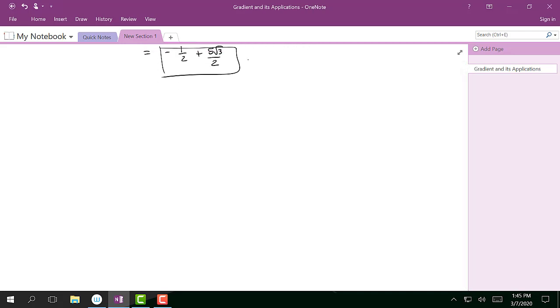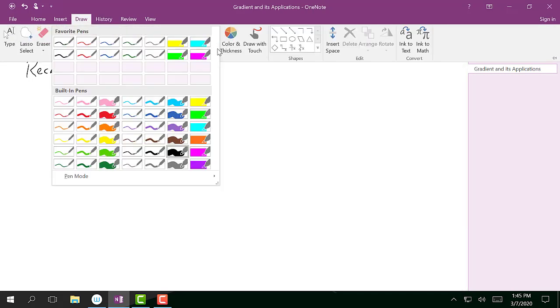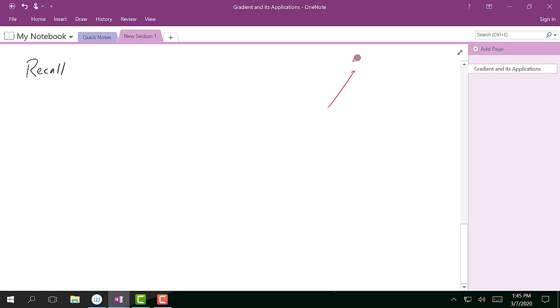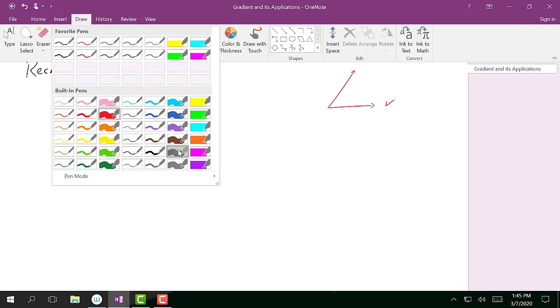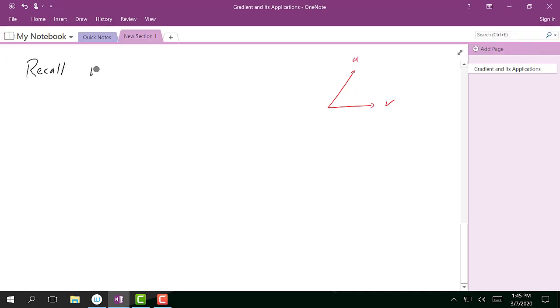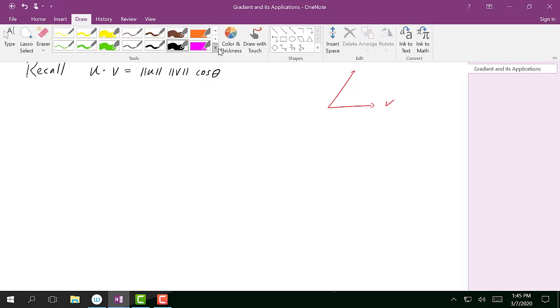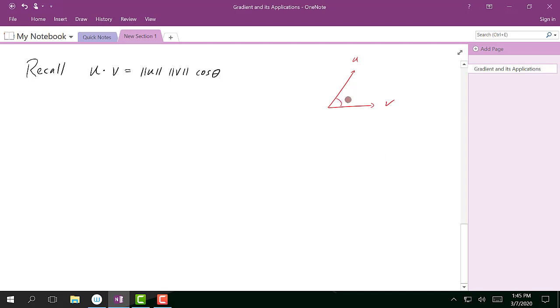Okay, so what we're going to do is recall from before that if we have two vectors, u and v, so let's go ahead and write them here, vector u and vector v, then when we take their dot product, we get this equation that u dot v is equal to the magnitude of u times the magnitude of v times the cosine of the angle in between them, right? Angle in between them, of course, for this picture being this right here.